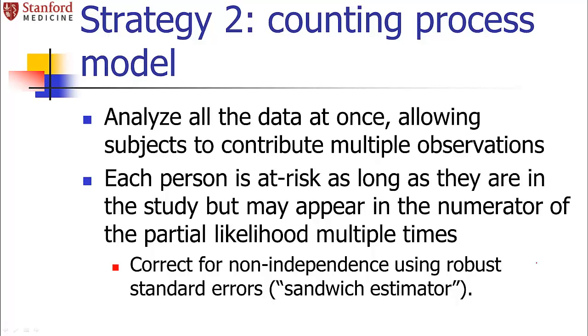Up until now, the moment somebody had an event, they were out of the risk set. They were dropped from the risk set. But now we're allowing people to recur in the risk set, to recur in those denominators in the likelihood function. They can occur in the partial likelihood function in the numerator multiple times. The problem that this brings up is that we are now counting the same person multiple times as if they were independent people, and so we no longer have independence of observations. But we can correct for that fairly simply. We can correct for those correlations within person using those robust standard errors that I talked about earlier. So that's fairly easy to correct for.